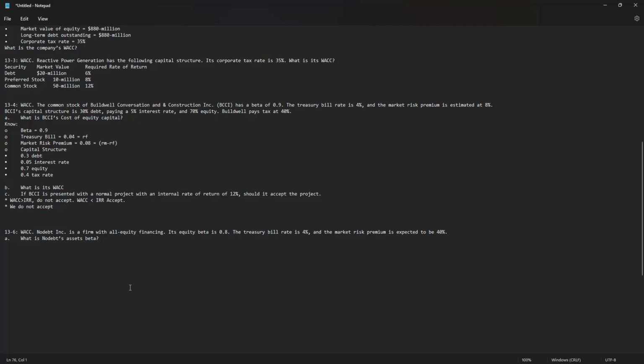Luckily, in this case, because it is financed via all equity, as stated in the question, no debt incorporated is a firm with all equity financing, we know that the assets beta is equal to the equity beta, which is equal to 0.8. There you go.